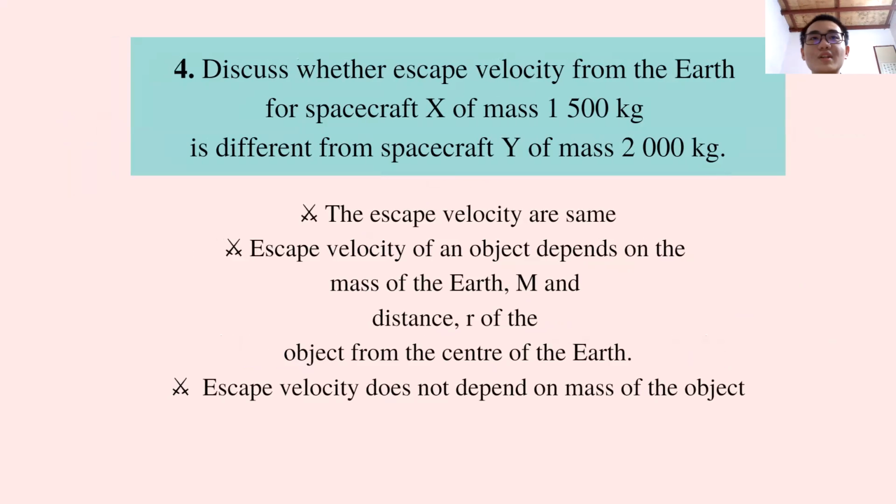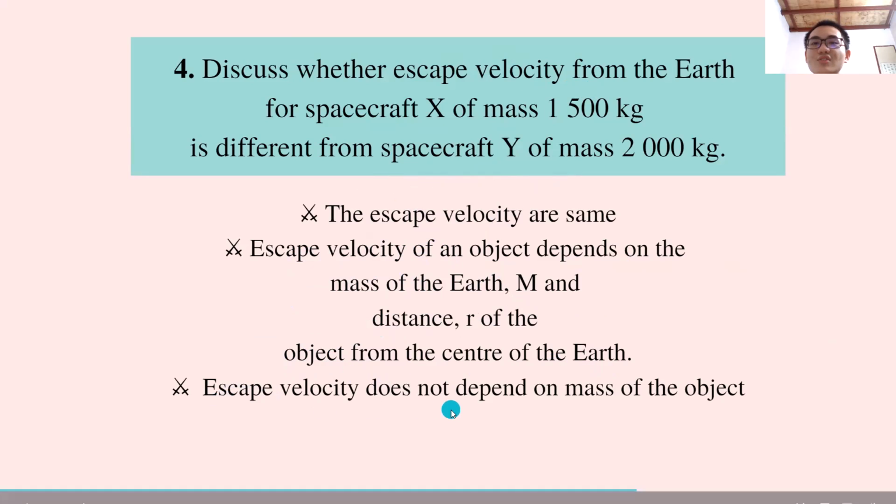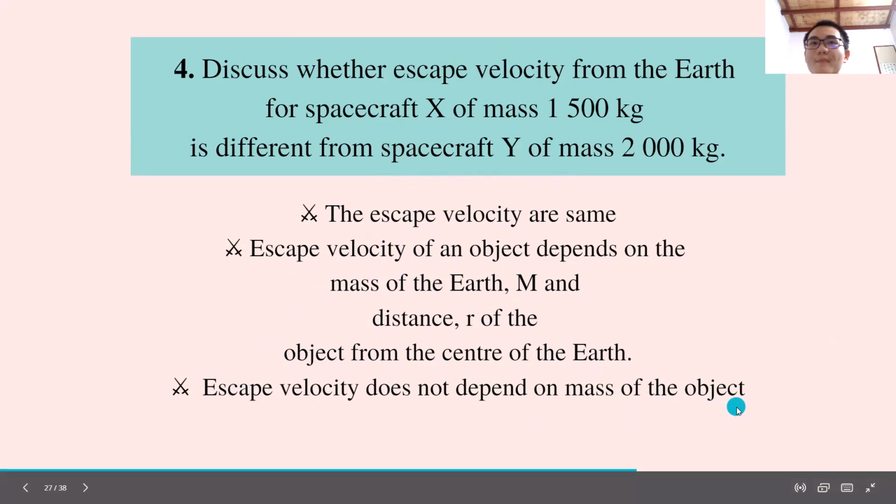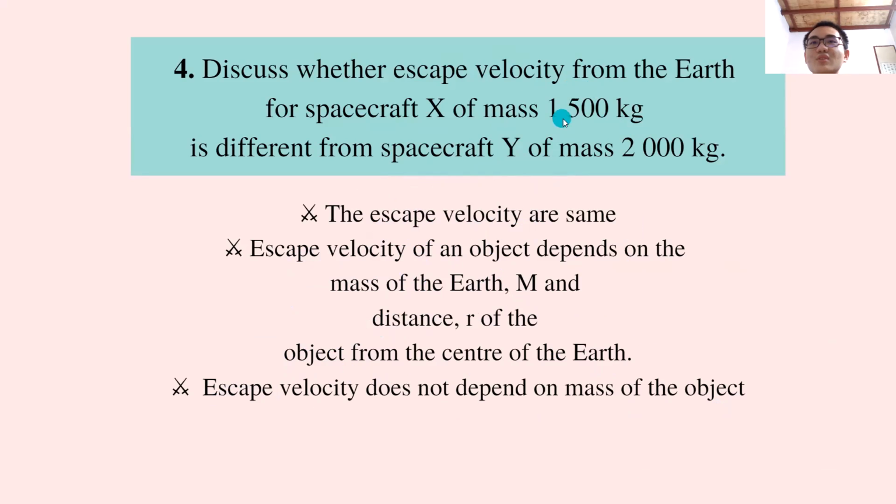Question 4. Discuss whether the escape velocity from the Earth for spacecraft X of mass 1,500 kilograms is different from spacecraft Y of mass 2,000 kilograms. We know the escape velocity formula, V equals the square root of 2GM over r. Based on the formula, G is constant, so the escape velocity of an object only depends on M, the mass of Earth, and r, the distance of the object from the center of the Earth. The escape velocity does not depend on the mass of the object, so the escape velocities are the same even though the masses are different.